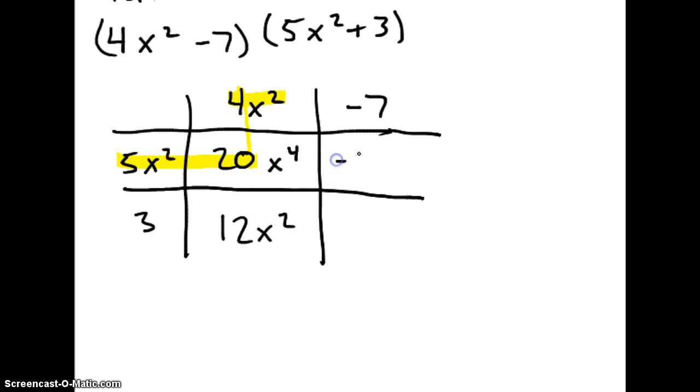These guys meet in this box. Negative 35x squared, that's negative 7 times 5x squared, negative 35x squared, and negative 7 times 3 would give me a negative 21.